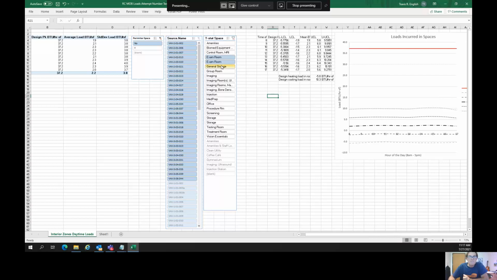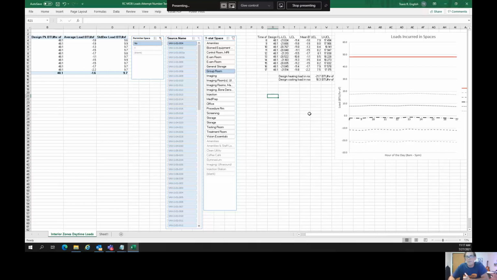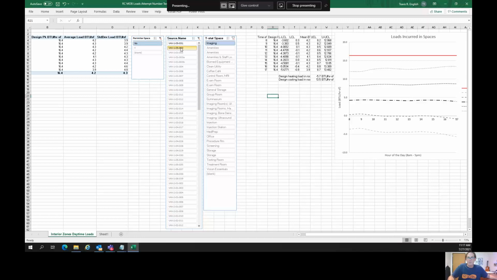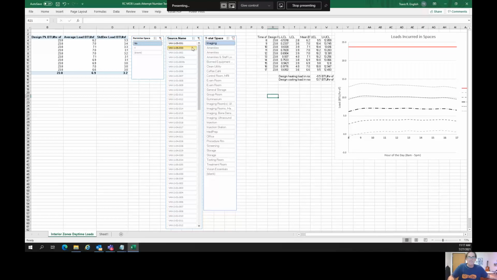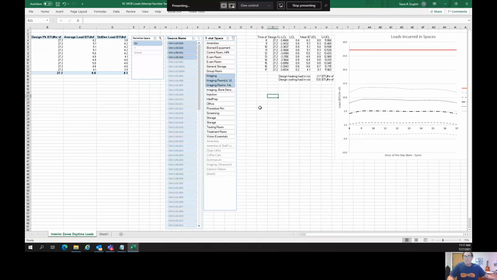-5. Okay, general storage spaces, we only had one zone there. Group room, I think we only have one zone there. It gets as high as 18. Here's an imaging room. It looks like we have 2 zones worth of imaging room. We're seeing loads as high as 14, and in the set we're seeing basically the same. So that's imaging rooms. However, I would say this ultrasound room and this mammography room should both be kind of similarly sized.